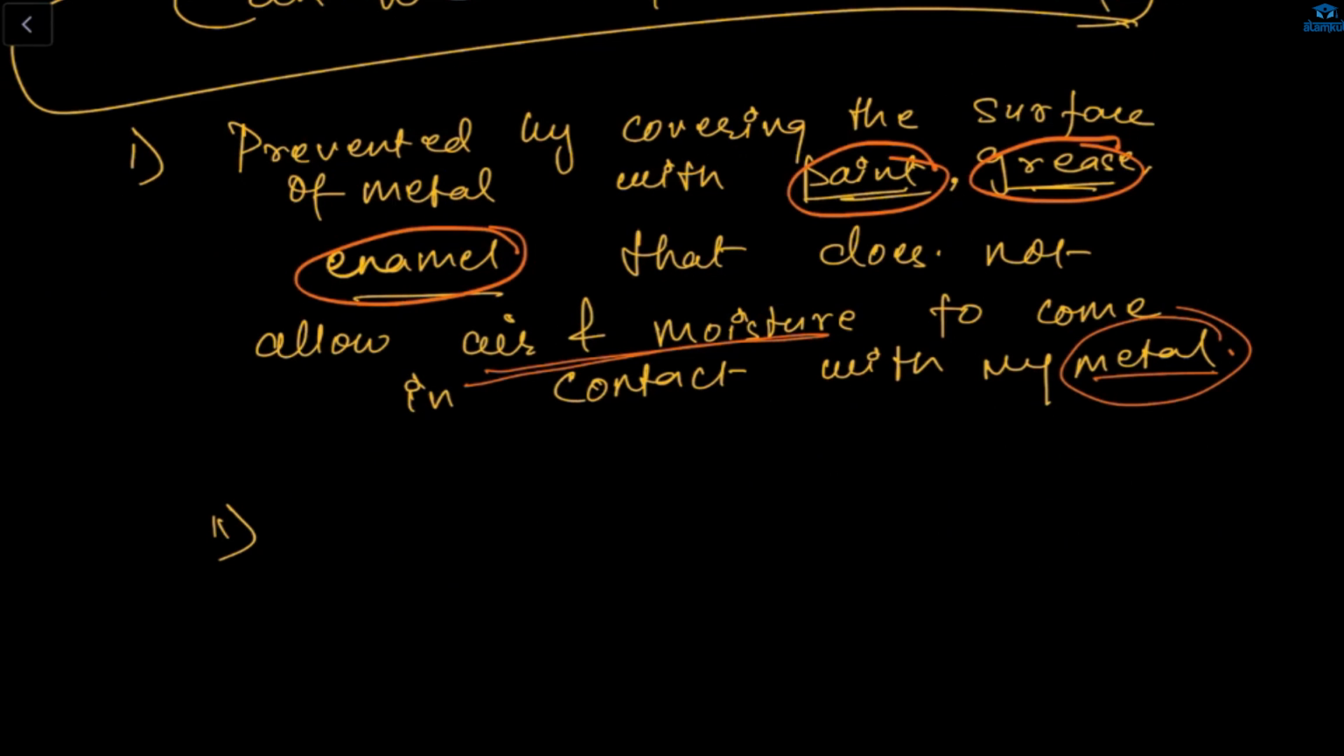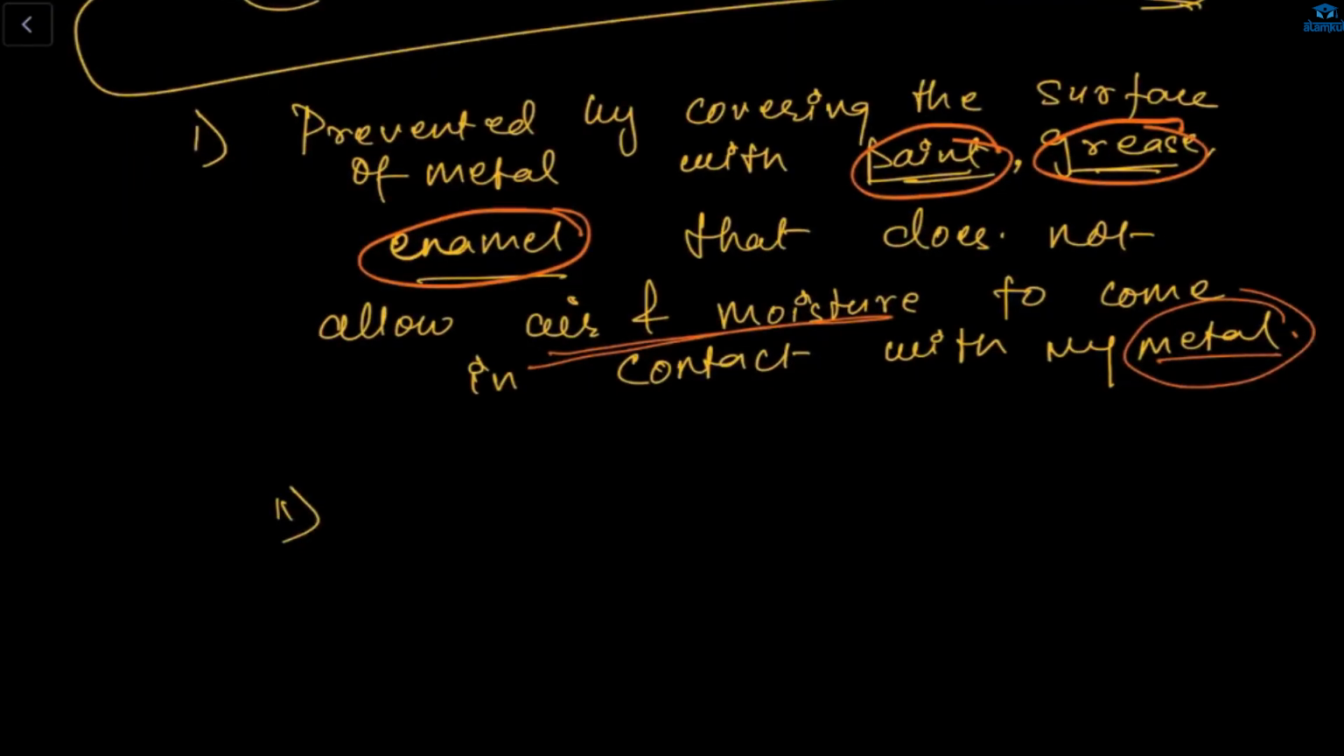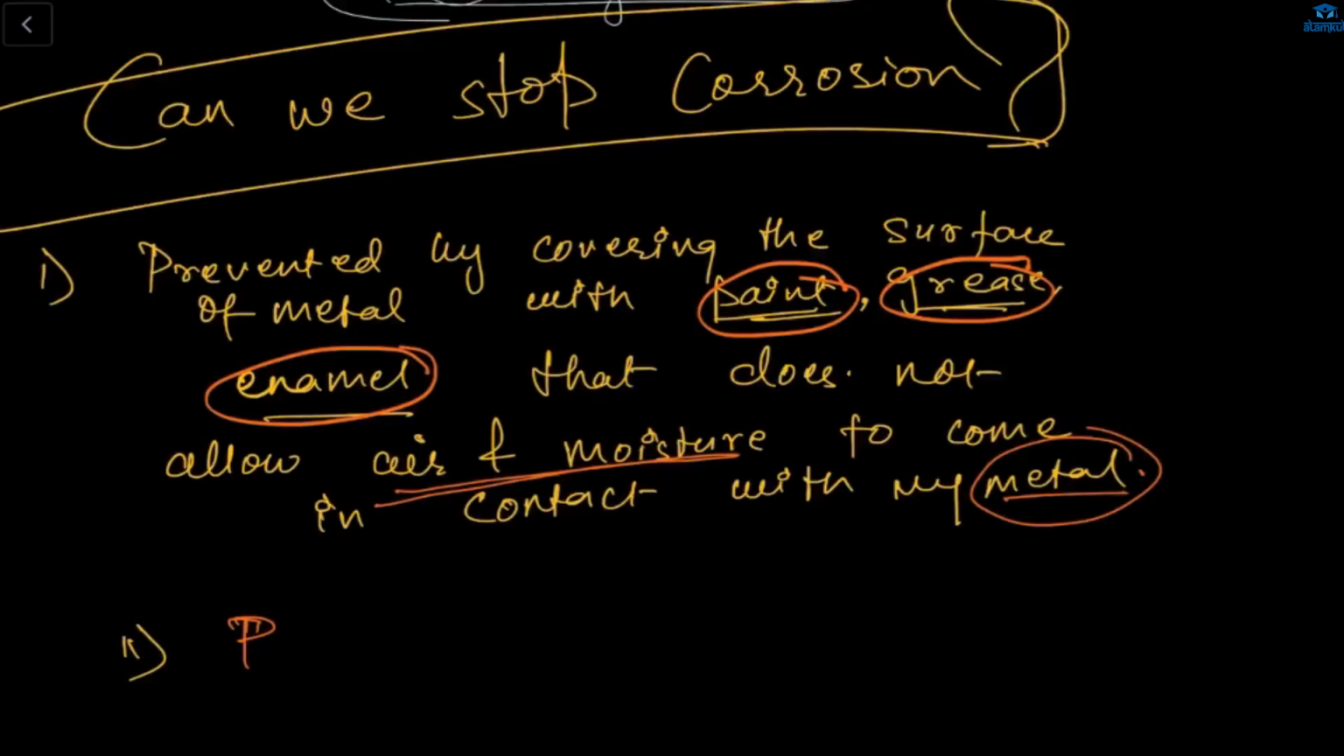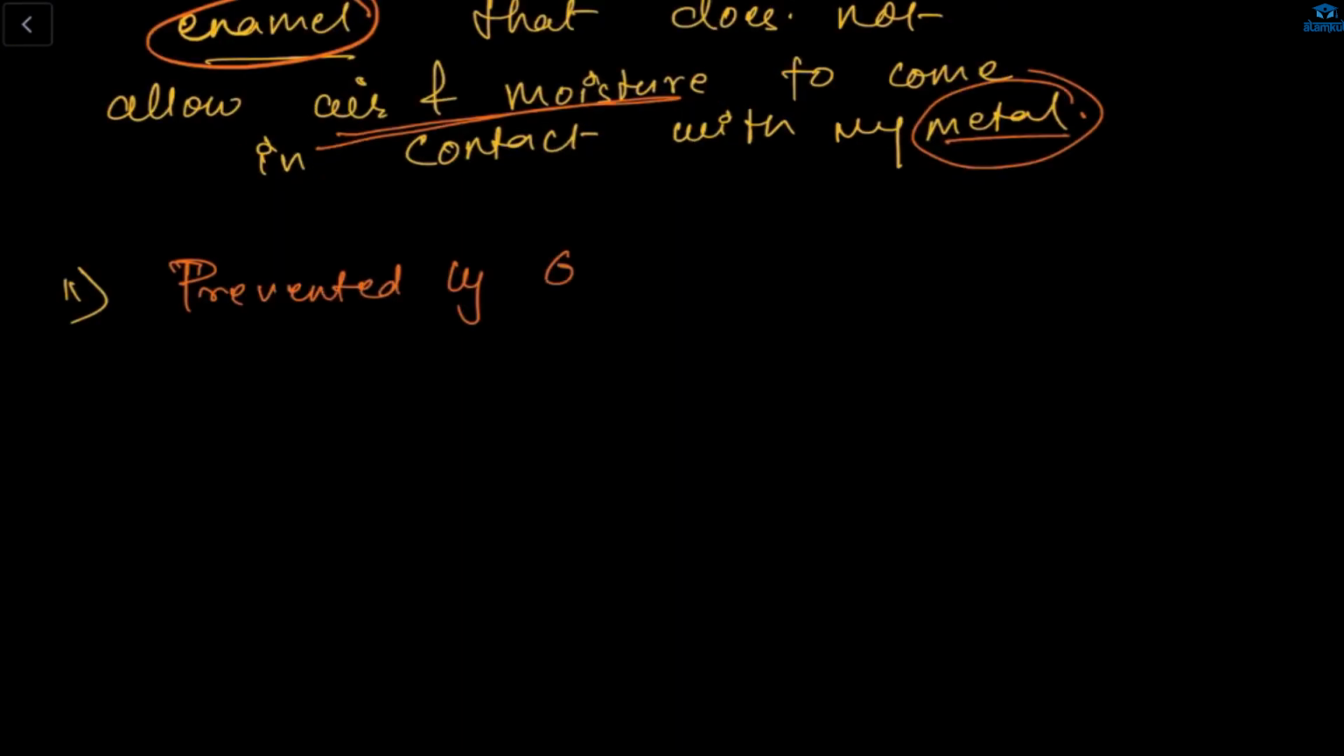Next, what is the next way to prevent rusting? Rusting can also be prevented by galvanization. And what is galvanization? Anybody? It is the process of coating iron with a layer of some other metal which does not rust easily, such as zinc. Yes, zinc coating.